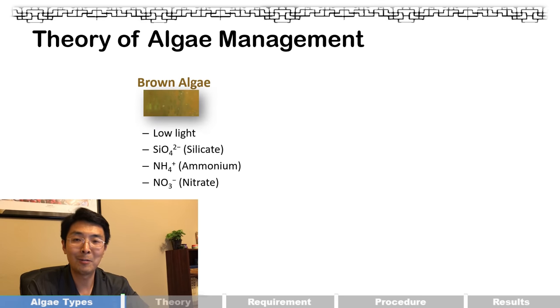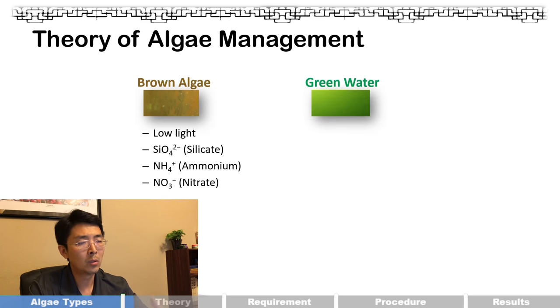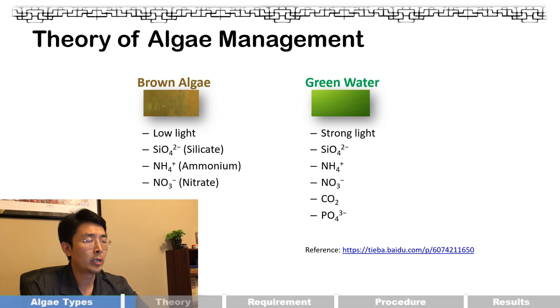I want to talk about the theory first, and then we can talk about the operation. The first thing, let's talk about the conditions to create brown algae. It's typically those four conditions: low light, silicate, ammonium, and nitrate. If you look at green water, what are the conditions for creating green water? Ammonium, nitrate, also carbon dioxide, and phosphate.